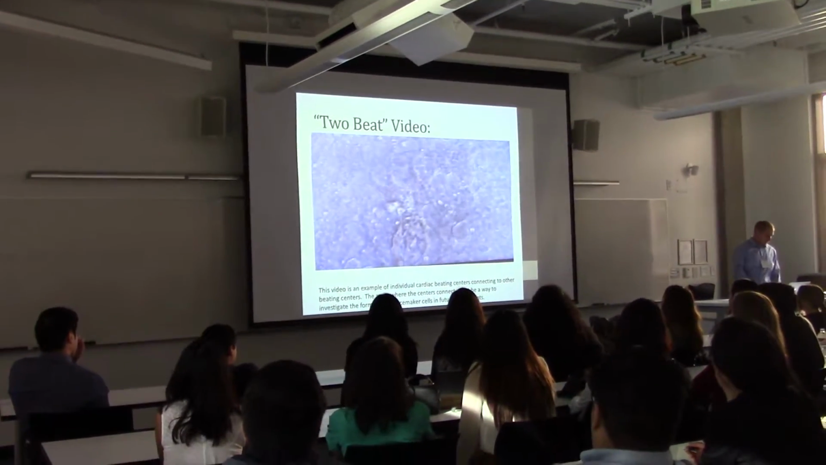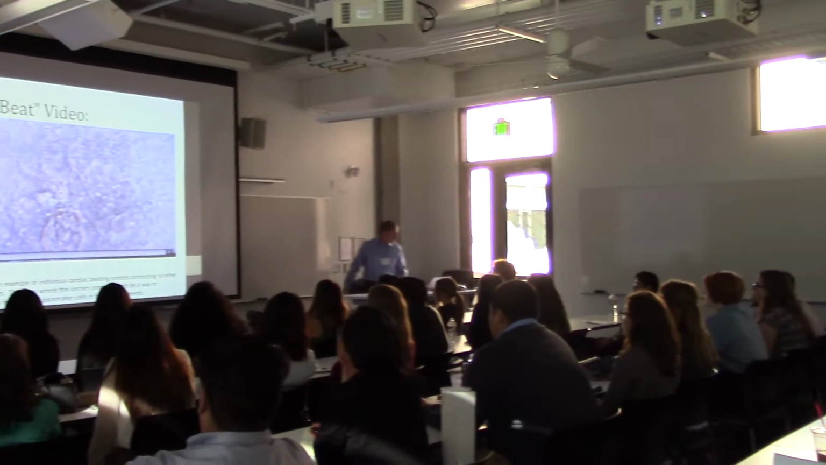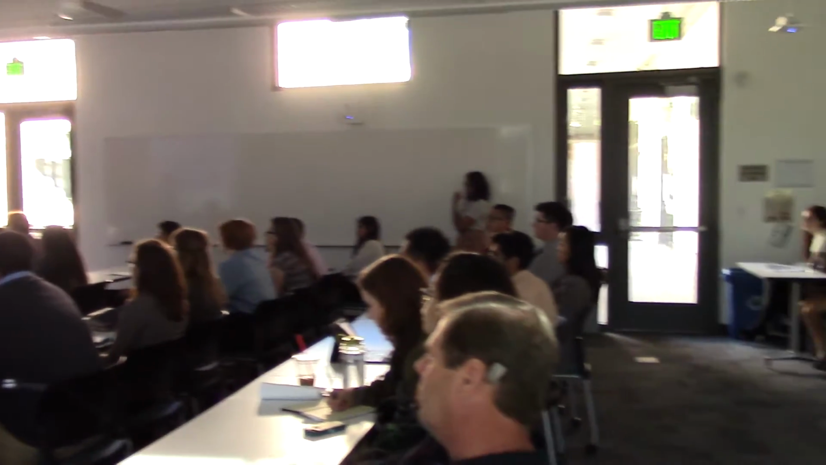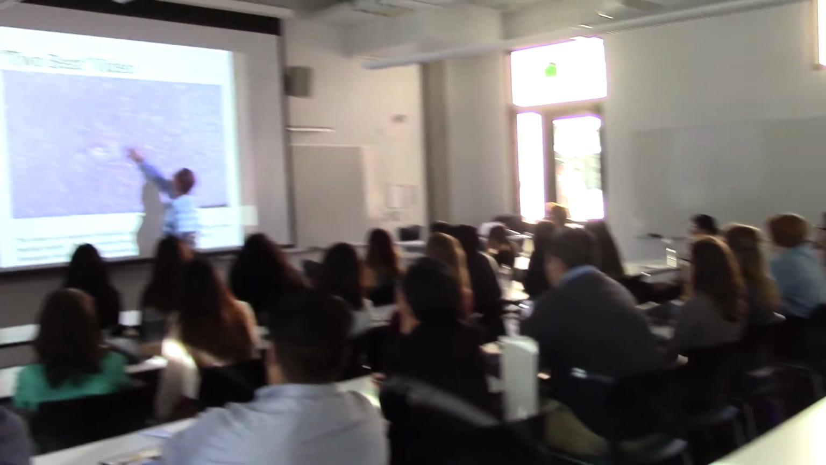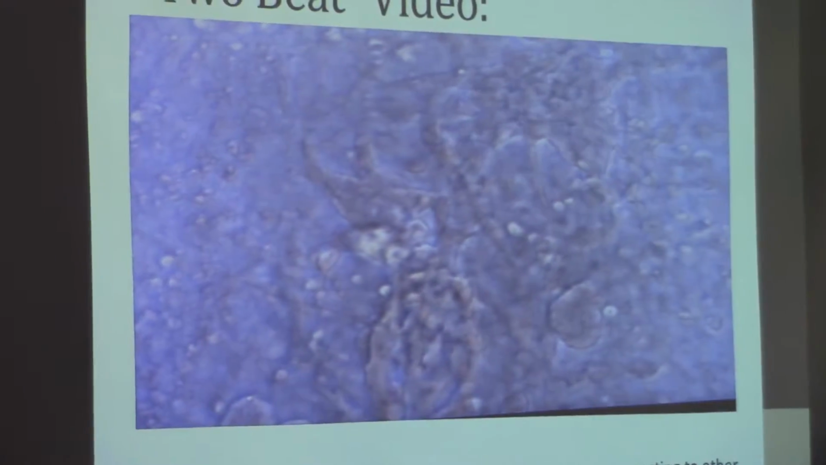And this next one is another example of a 2-beat video in which you will actually see there are 2 beating centers here, which are attached there, there, and there. And a possible area of study that we have later is to examine those areas of attachment, because that could be where possible pacemaker cells are located. So that's kind of a future direction.